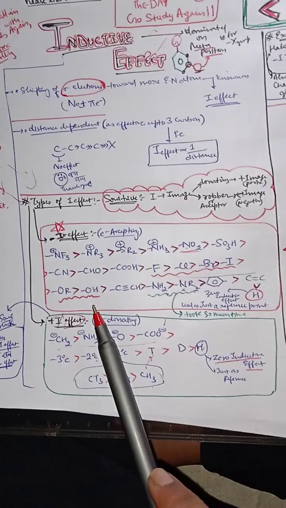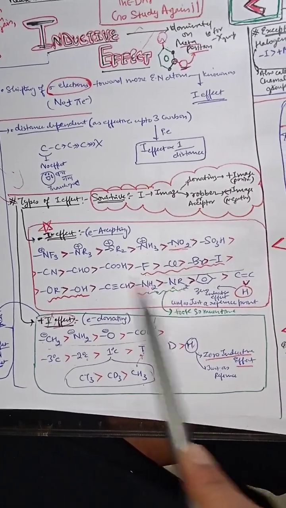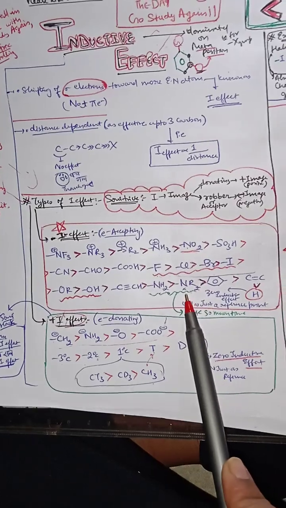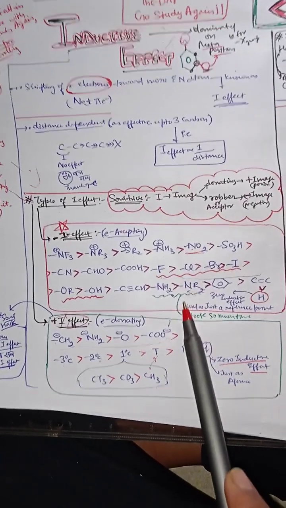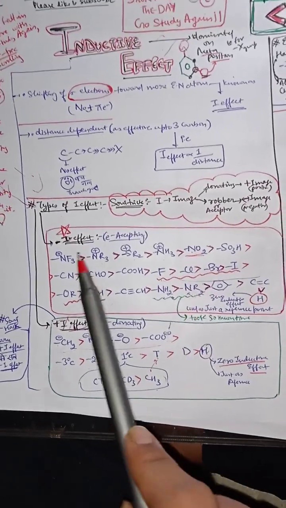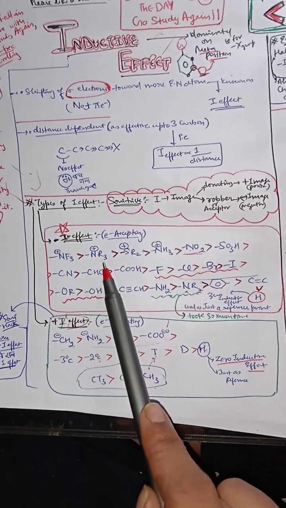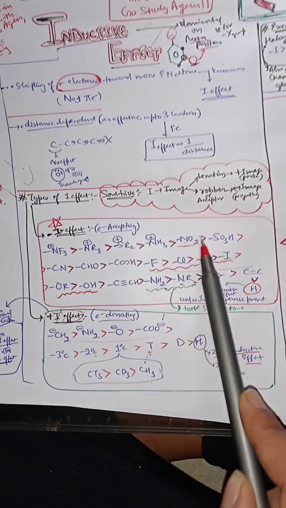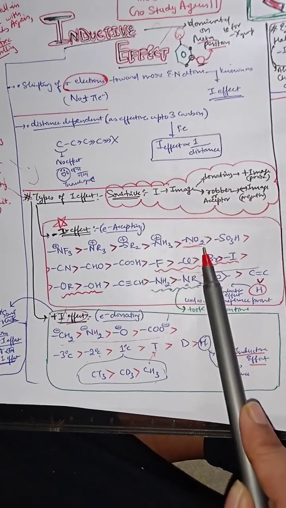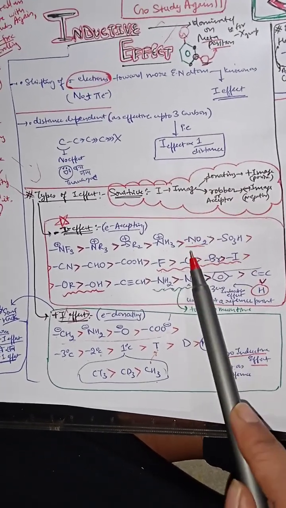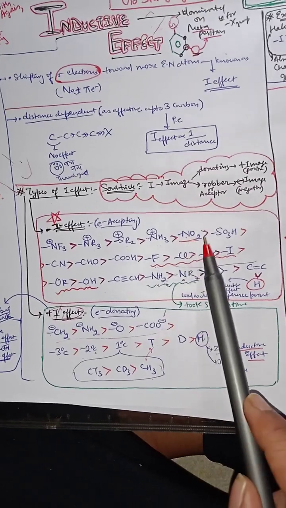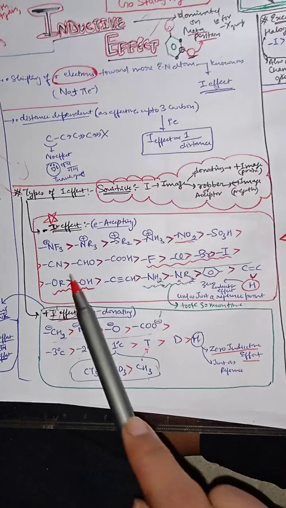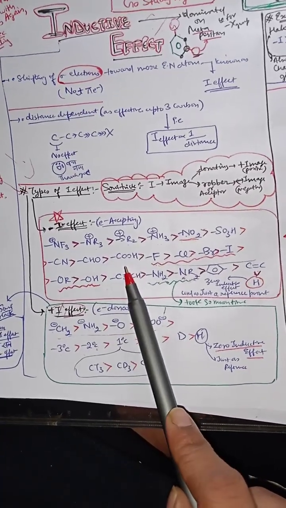In questions, examiners used to play with this. It will give you this because it is not mentioned anywhere. I had to search it for 30 minutes to know what the real order of this is. So remember this, NR3 more than SR2 more than NS3 more than NO2. It is a favorite one of the examiners because you will see so many questions using this group. Now SO3 more than CN more than CHO more than COOH.